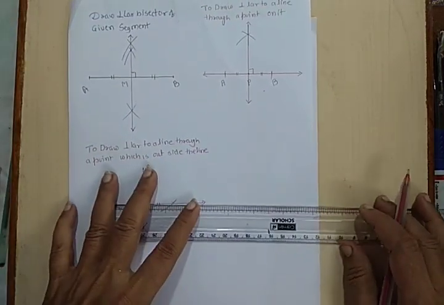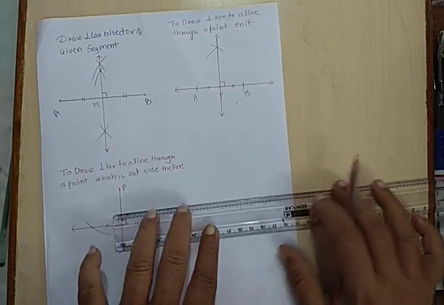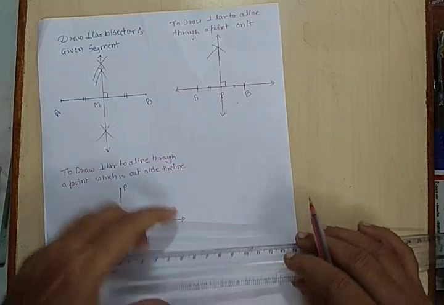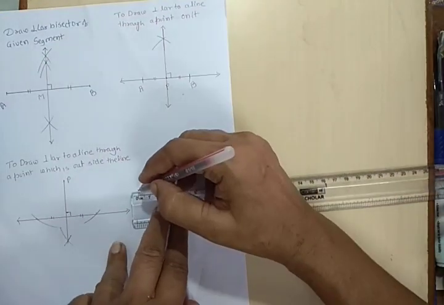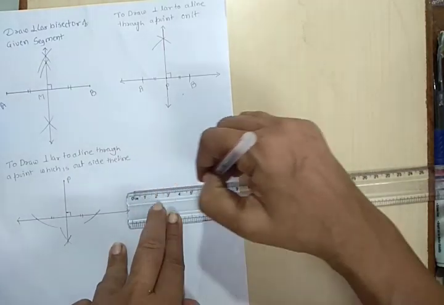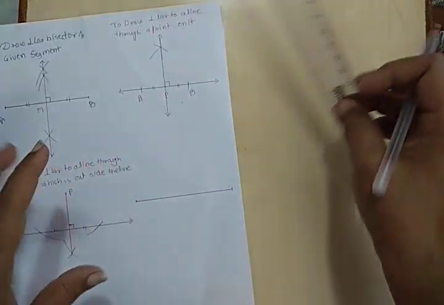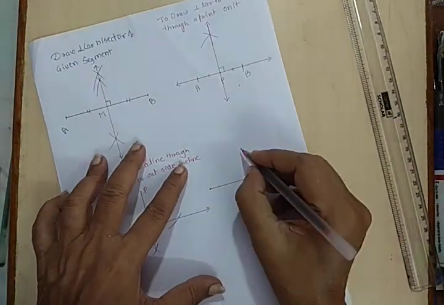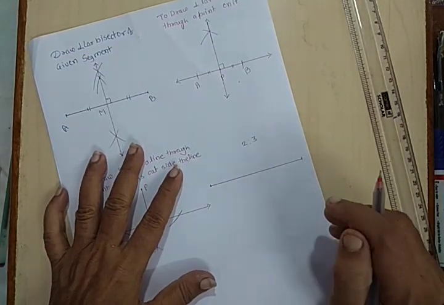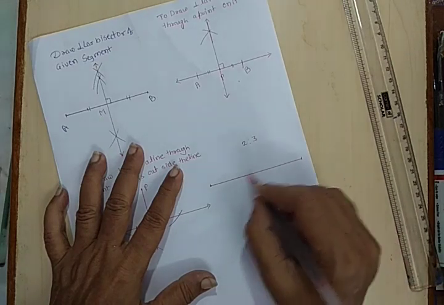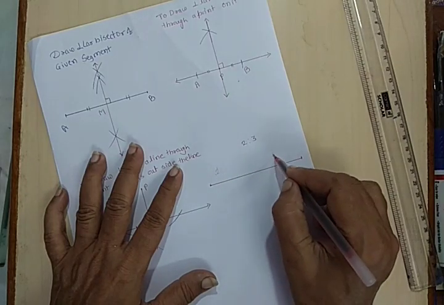Third one is to make equal parts of given segment. This is any segment and we have to divide it in the ratio 2:3. We have to divide this segment in the ratio 2:3. 2:3 means somewhere there will be point P. Left side will be 2 parts and right side will be 3 parts.